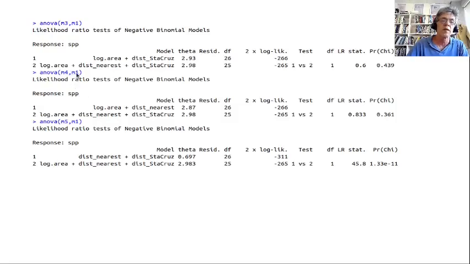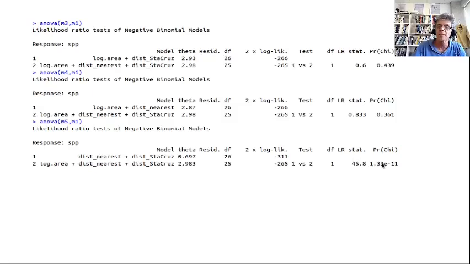Between M4 and M1, I would choose the simplest, which is M4, that doesn't have the distance to Santa Cruz. These two analyses suggest that distance to the nearest island and distance to Santa Cruz do not receive strong empirical support from the data and could perhaps be eliminated.